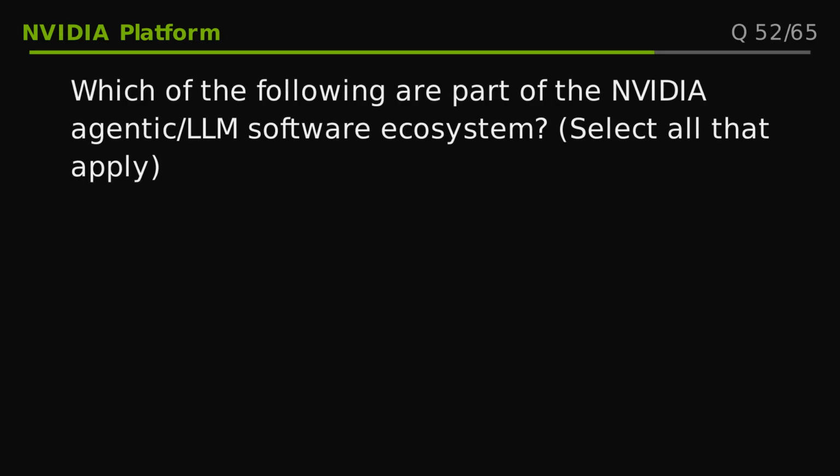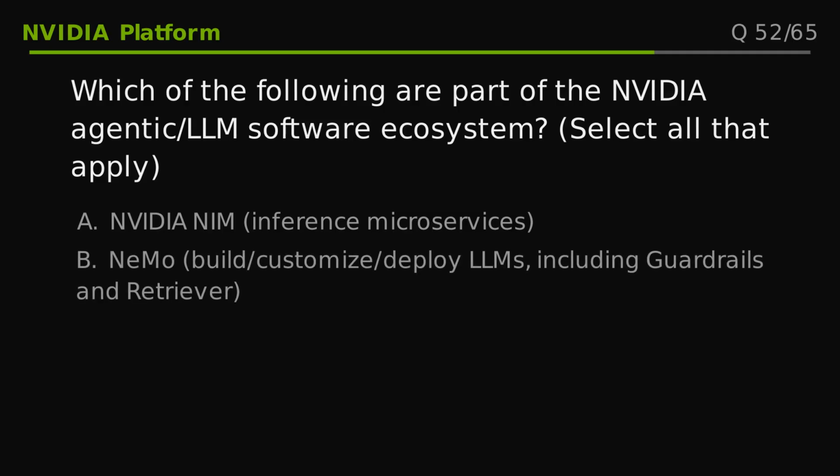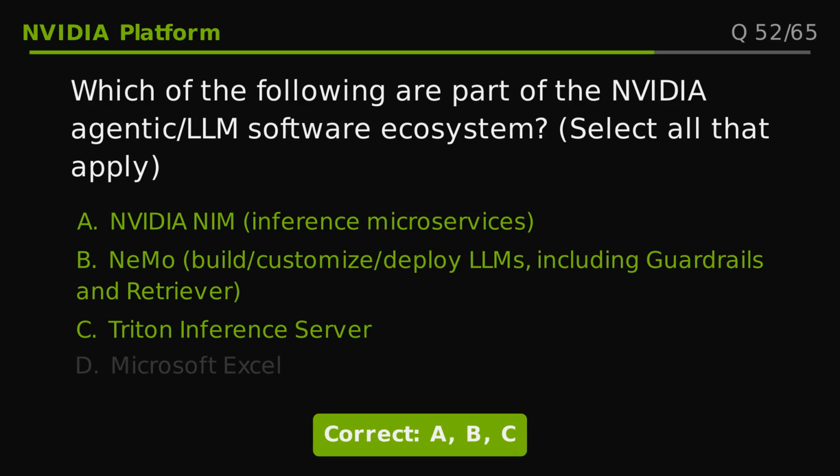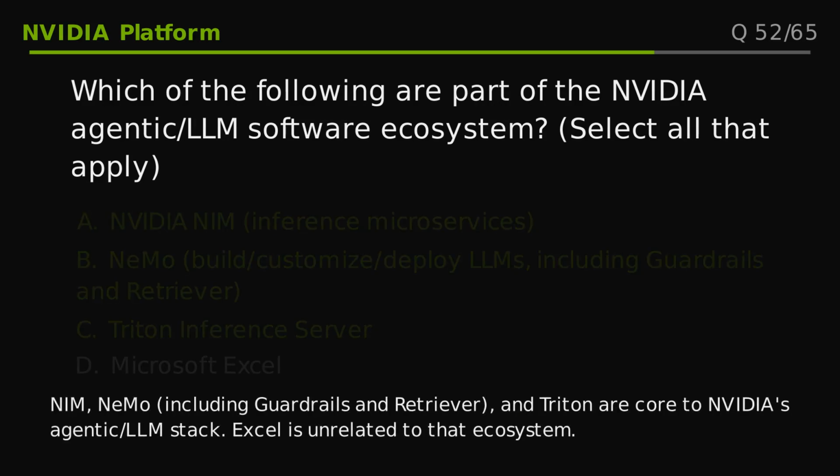Question 52. Which of the following are part of the agentic AI software ecosystem? Select all that apply. Option A: NIM inference microservices. Option B: NeMo, including Guardrails and Retriever. Option C: Triton Inference Server. Option D: Microsoft Excel. The correct answers are A, B, and C. NeMo, including Guardrails and Retriever, and Triton are core to NVIDIA's agentic AI stack. Excel is unrelated to that ecosystem.